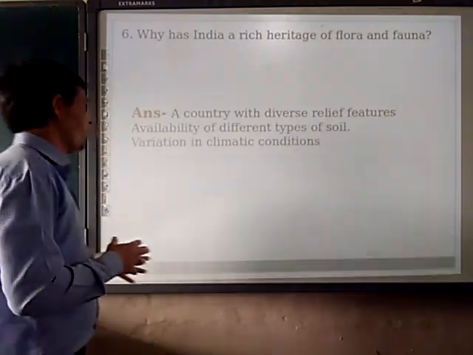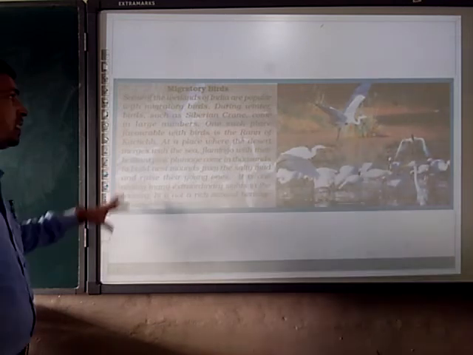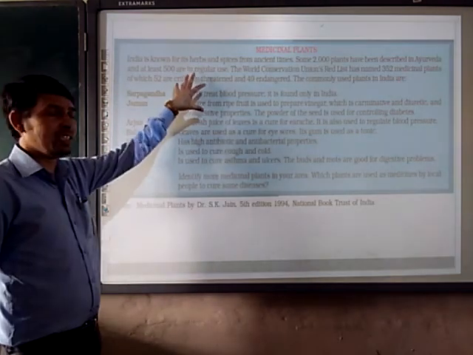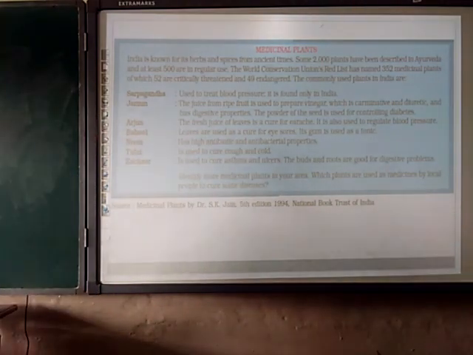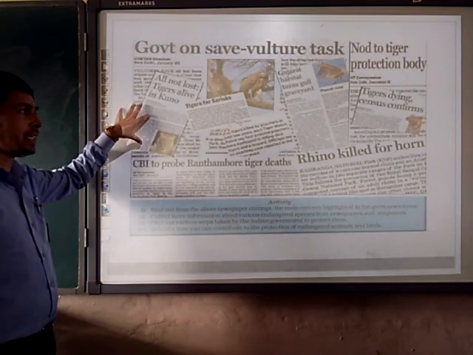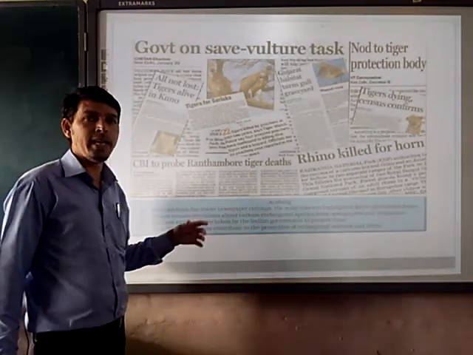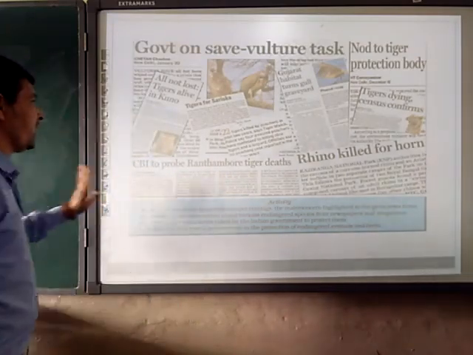Okay. So lastly, I want to tell you about migrating birds. Please see this one. Migrating birds. This is given in the textbook. Please read it. What are migrating birds? This photograph is taken from the textbook only. Then next, these are the medicinal plants. Please read this topic also. Then next, this is one activity given from the textbook only. Please do this activity after reading. Please do it and let me know on WhatsApp. Please take a photograph and send it to me on WhatsApp to show you did that activity.